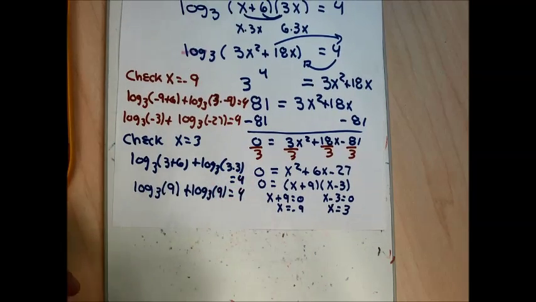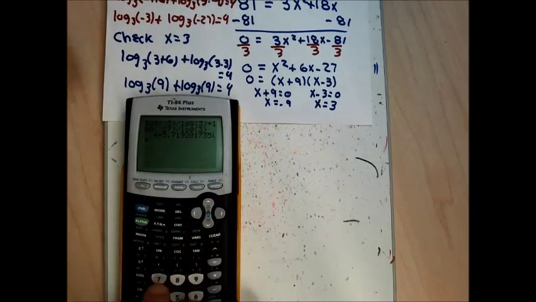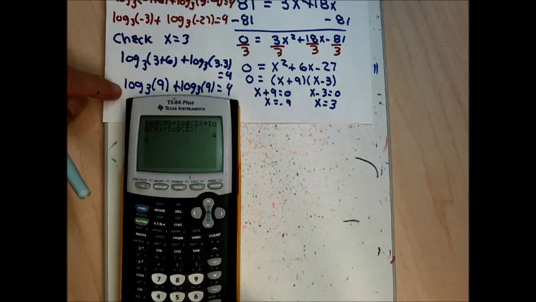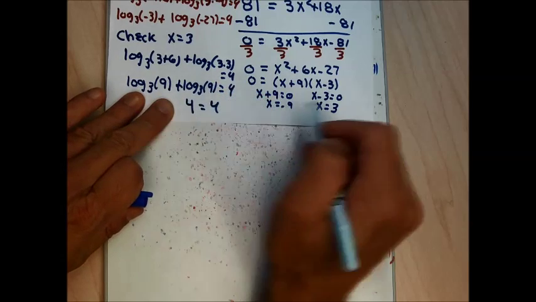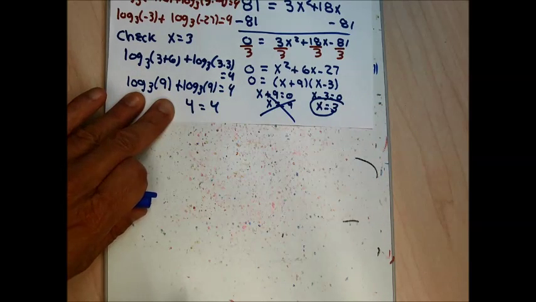Now I break out my calculator, and I'm just going to enter that. I'm going to go log of 9 divided by log of 3 plus log of 9 divided by log of 3, and that gives me 4. Both sides come out to be 4, so this is the only solution. x equal to negative 9 is called an extraneous solution. It shouldn't be included in the answer.